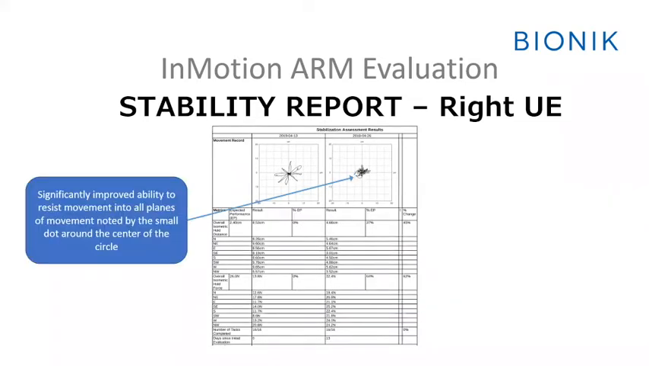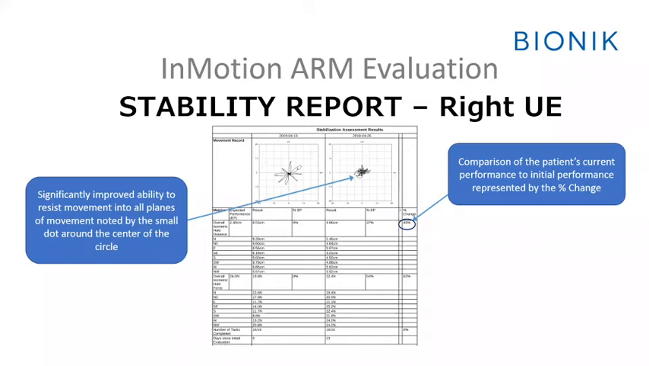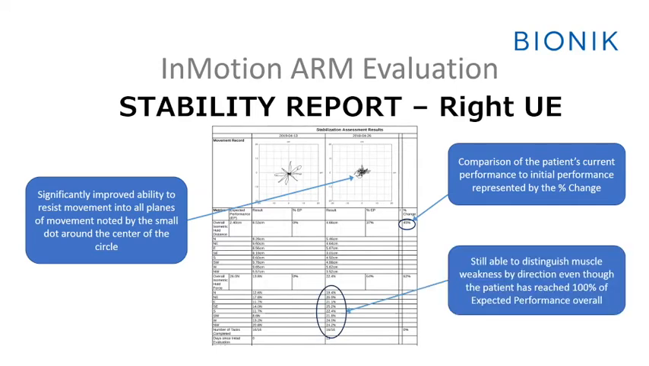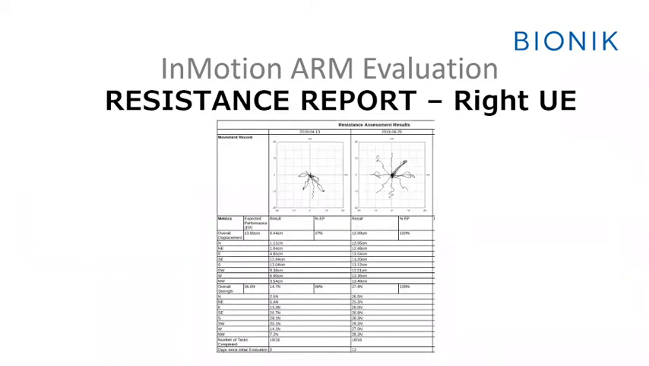On this report as well, we can see significantly improved ability to resist against motion into all of the different planes. Again, that centering of the concentration around the center of the circle. A comparison to the patient's current performance is shown by the percent change here at 45%. And again, we can still distinguish muscle weakness by direction, even though this patient was able to achieve 100% of the expected performance.